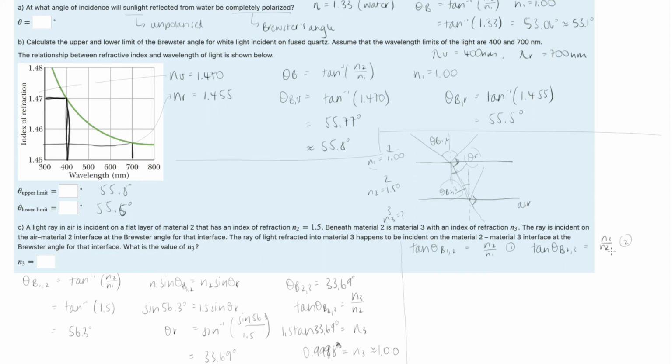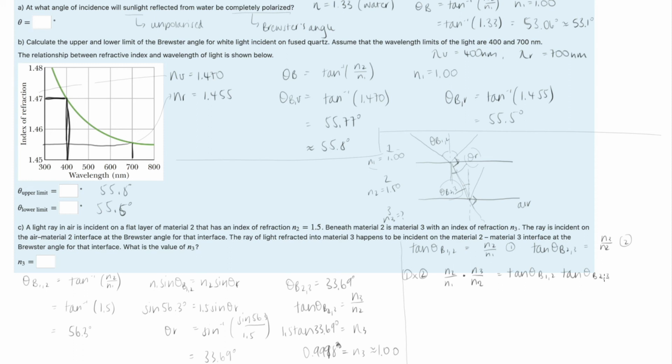That's equation 2. So what we are going to do is multiply equation 1 by equation 2. We can see we've got N3 divided by N2 and N2 divided by N1. We're going to be able to cancel out the N2s here. So let's actually do that. We're going to end up with N2 divided by N1 multiplied by N3 divided by N2, and that is going to equal tan theta of Brewster angle 1,2 times tan theta of Brewster angle 2,3.